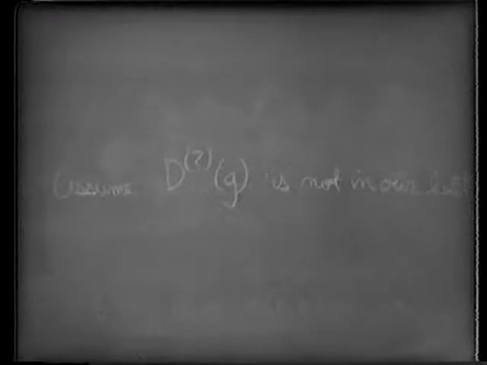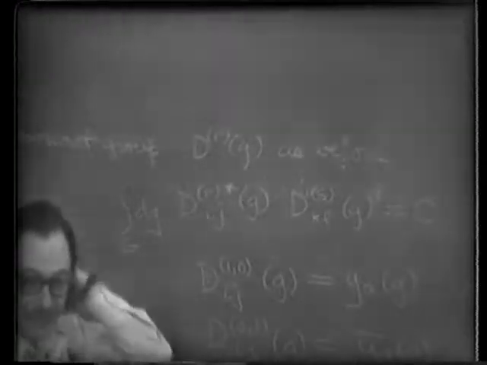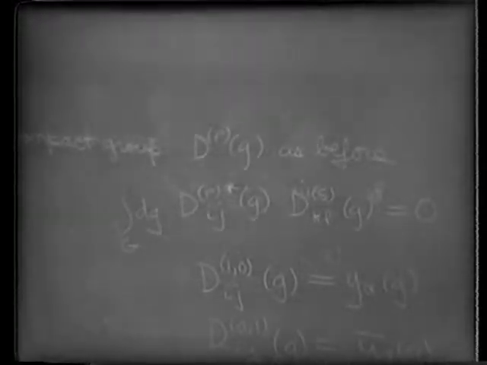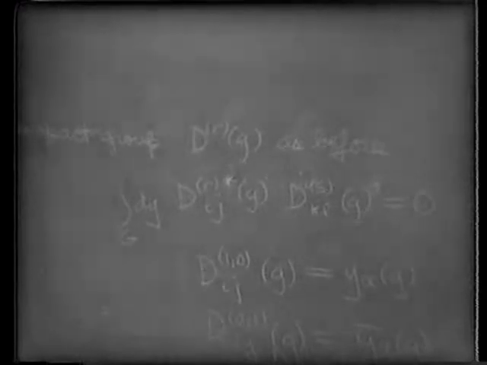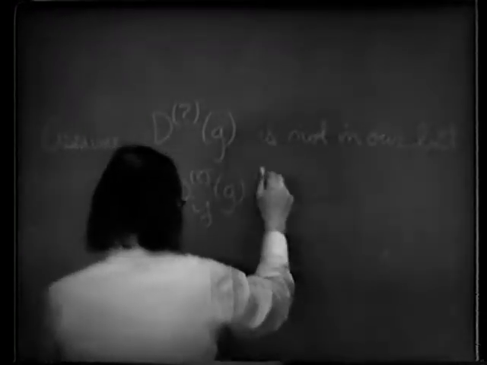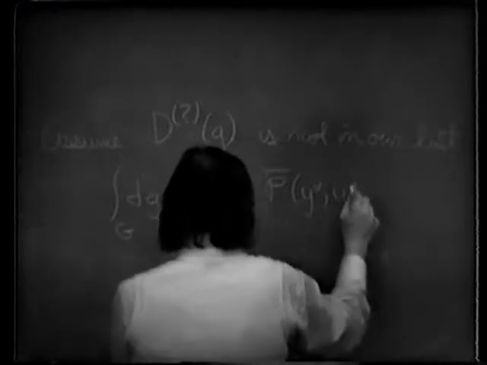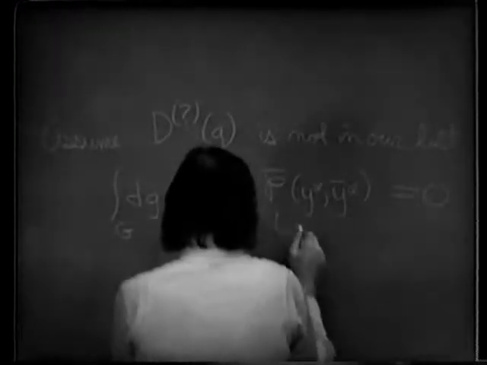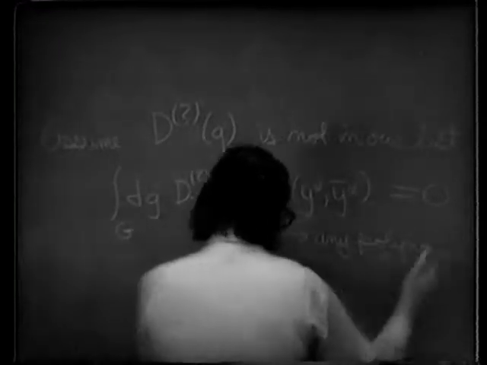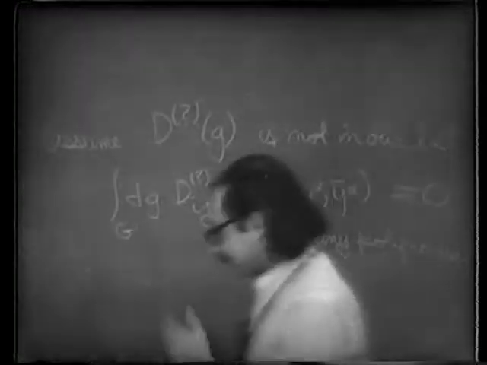Okay, possibility. D question mark is some irreducible representation that's not in our list, and therefore by the orthogonality theorem, its matrix elements are orthogonal to those of all the representations in our list. Since in particular all the representations in our list contain everything that can be made out of direct products, it is orthogonal to every polynomial in the Y alphas and the Y alpha bars, polynomial or conjugated, because it's not in our list, and therefore it's got to be orthogonal.